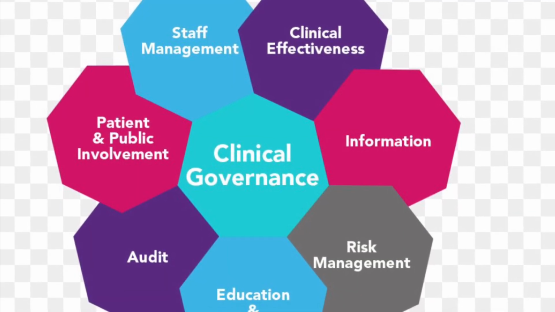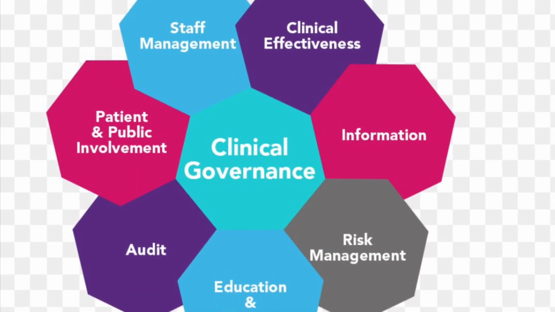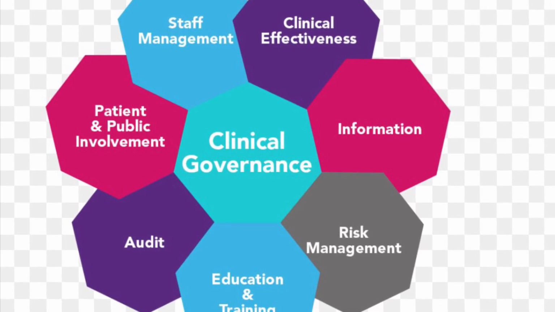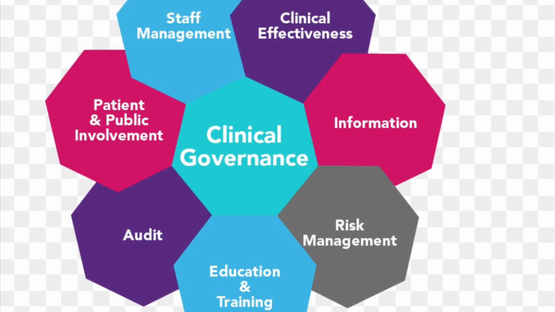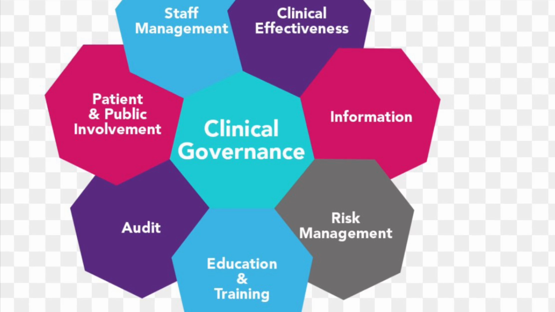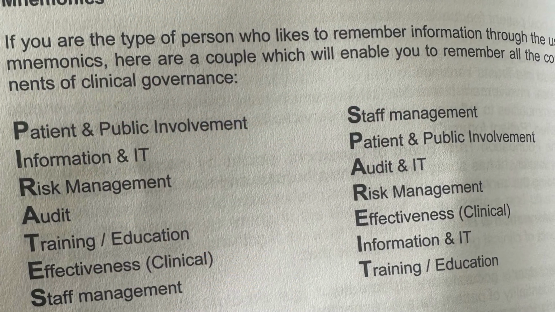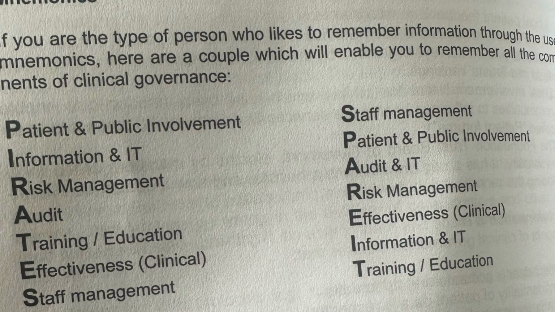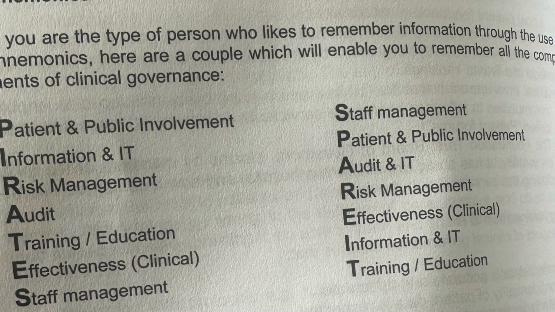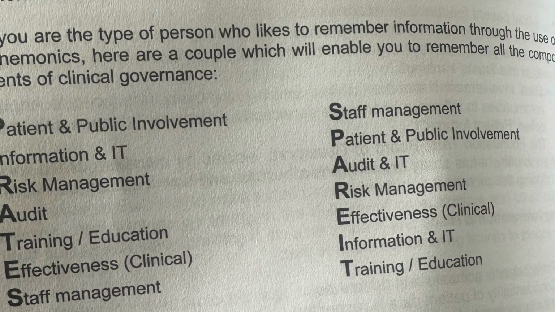Clinical governance basically consists of 7 pillars, which can be memorized by the mnemonic PIRATES. P stands for patient and public involvement, I stands for information and technology, R stands for risk management, A is for audit, T is for training, E is for effectiveness, and S is for staff management.